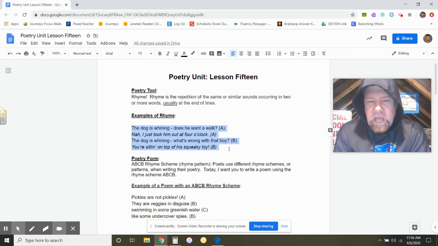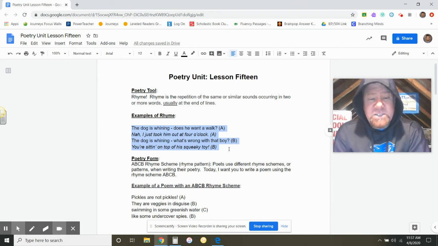So because the first line ends with walk, we're going to use the first letter in the alphabet, A, to signify that rhyme. Now the second line, nah, I just took him out at 4 o'clock, ends with a word that also rhymes with walk. So because walk and o'clock rhyme, they are both going to be marked as A because they match, they both rhyme together. Now the third line is, the dog is whining, what's wrong with that boy? Because boy does not rhyme with clock or walk, that's why it's signified by the letter B. It's the next letter in the alphabet, and it's now a new rhyme that's being used in the poem.